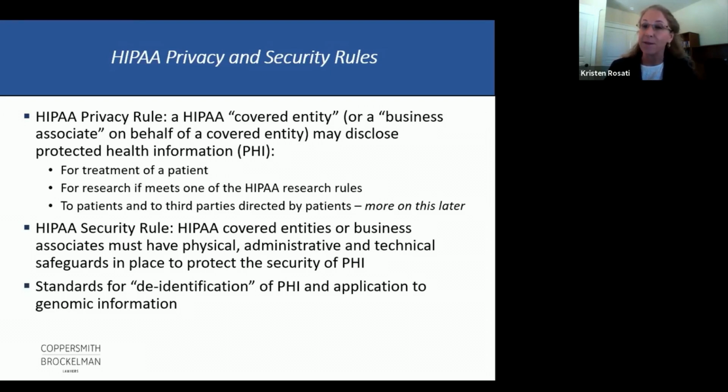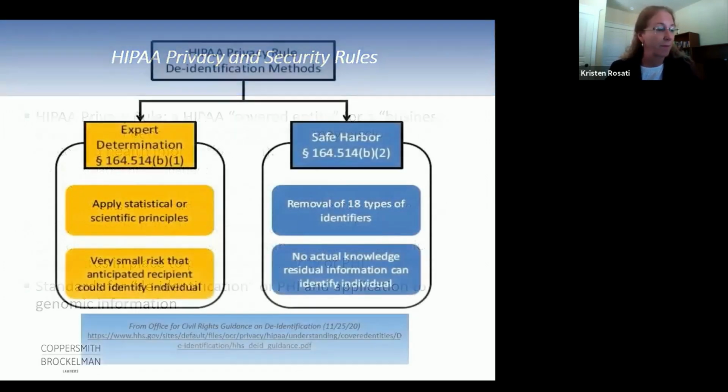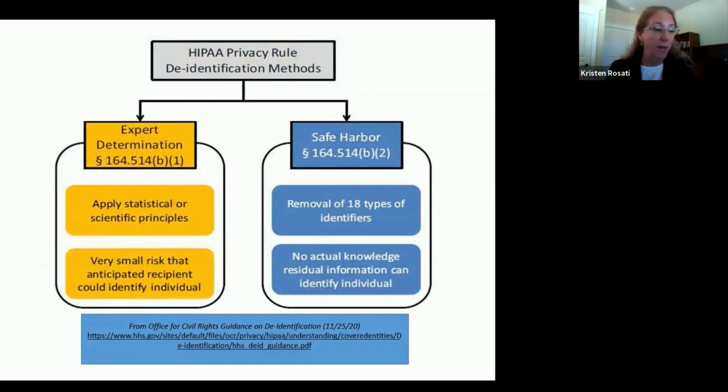And then what I'd like to focus on is standards for de-identification of protected health information and how those de-identification standards apply to genomic information, which is very significant for oncology research in particular. As you likely know, there are two ways to de-identify health information under HIPAA, the expert determination method and the safe harbor method. There's a thorough guidance document from the Office for Civil Rights on both of these methods that I cite here on this slide.